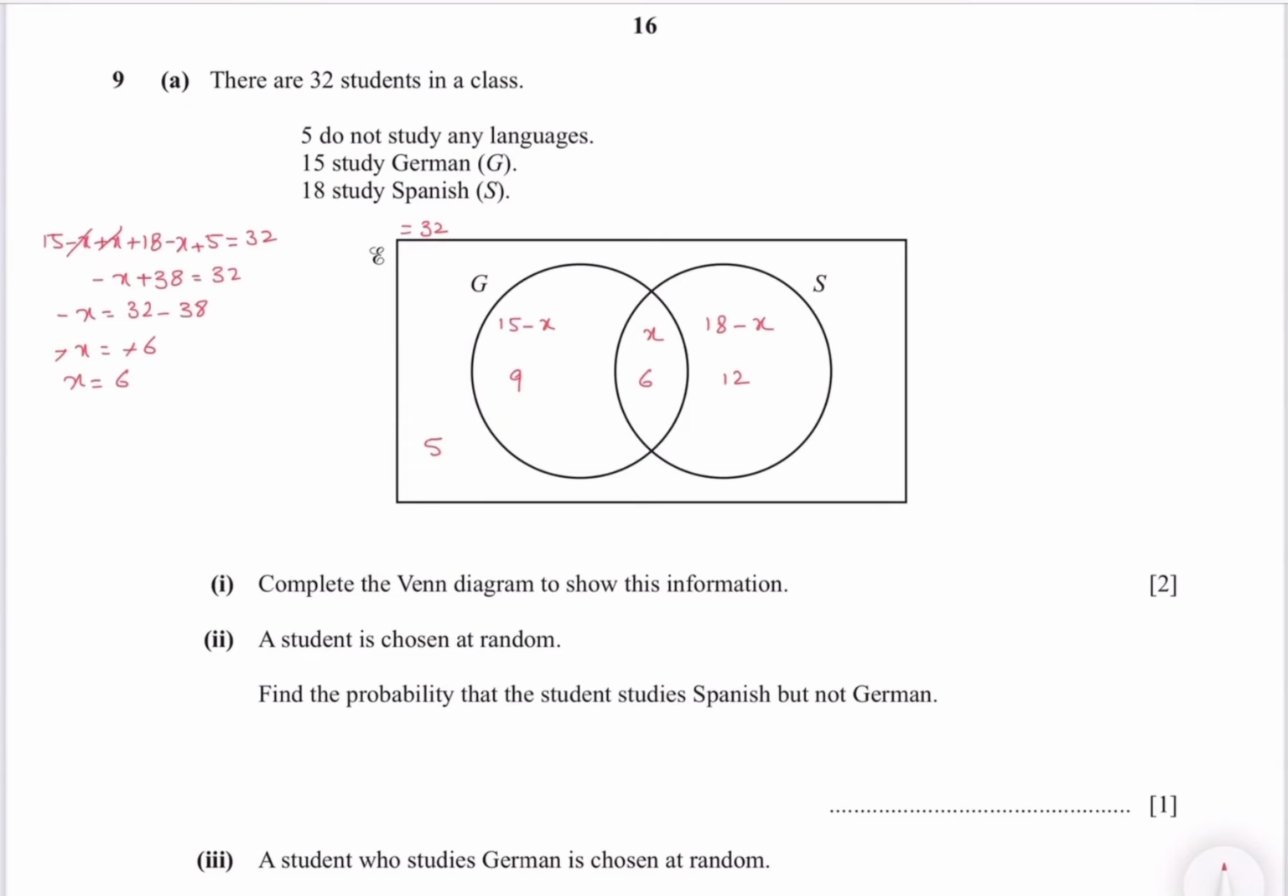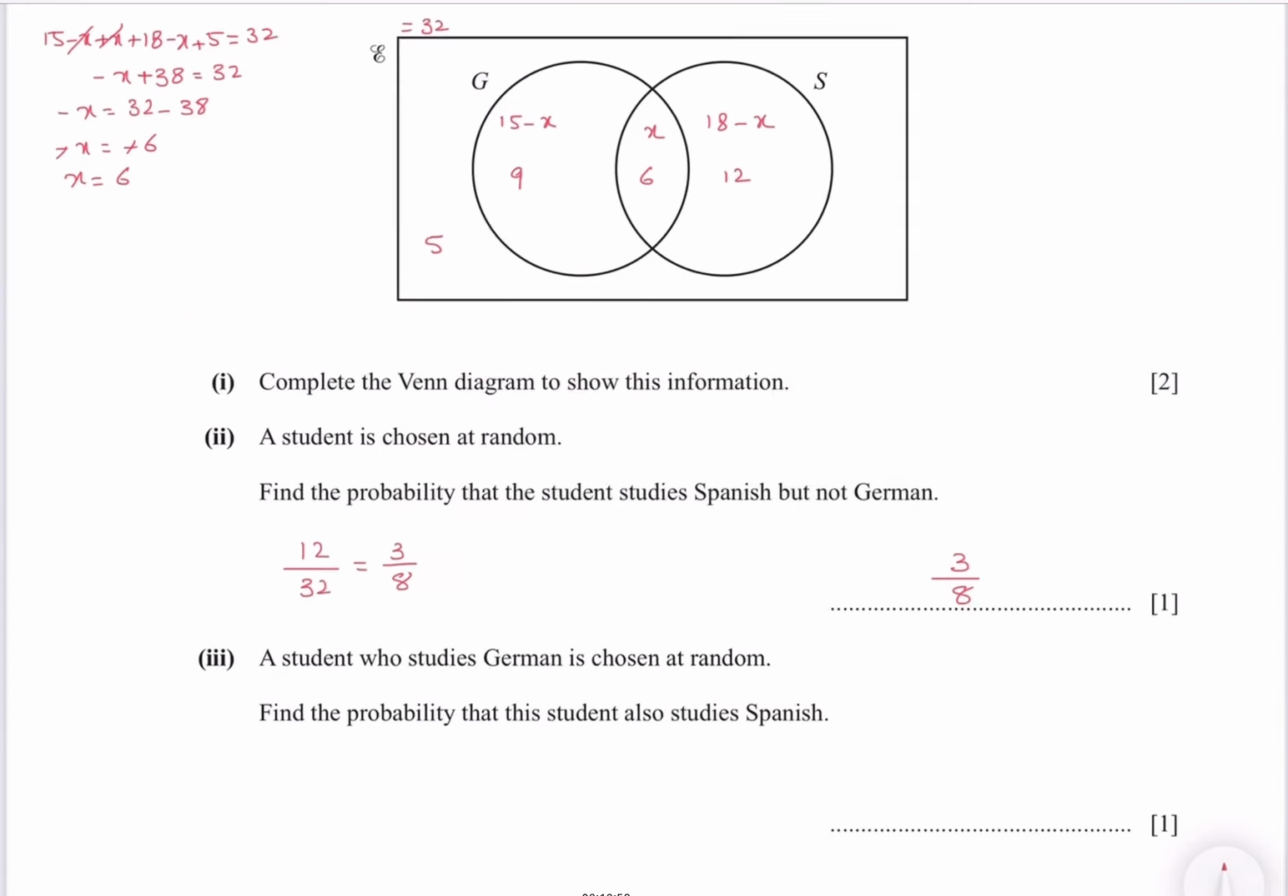A student is chosen at random. Find the probability that the student studies Spanish but not German. So 12 out of 32. Simplify it. 3 out of 8 is your answer.